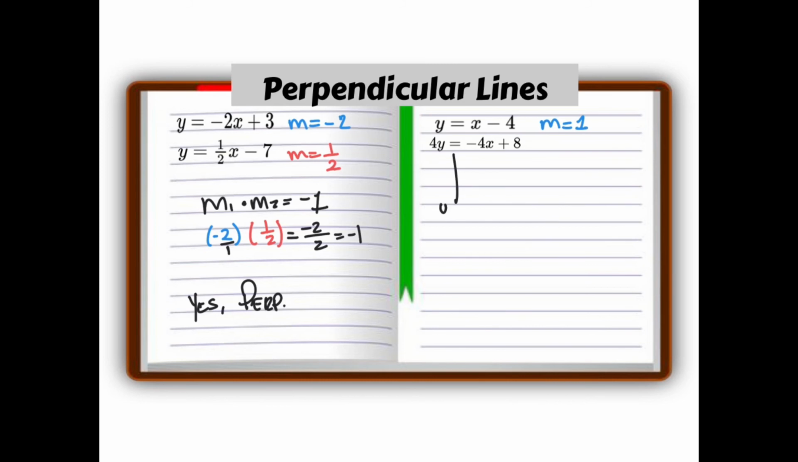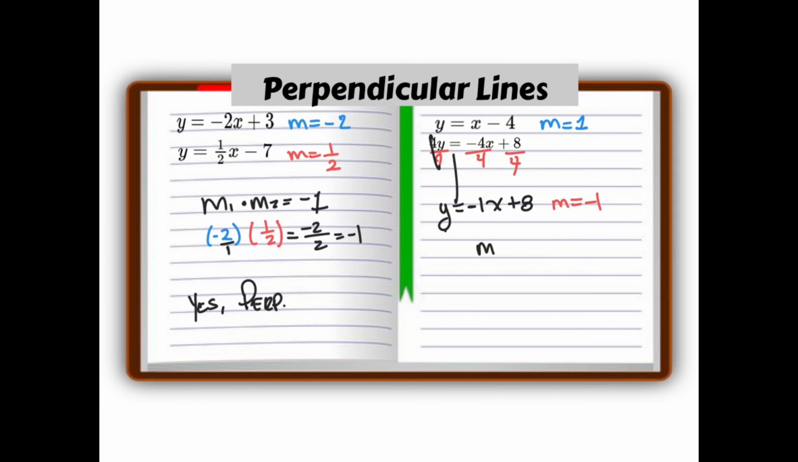I need to change it to where now the y is alone. How would I do that? I would have to get rid of the 4. Get rid of this 4 that is with the y. How? Dividing. Divide by 4, divide by 4, divide by 4. So the 4's are going to cancel. My y is alone. And here, -4 divided by 4, -1x plus 8. So my second slope is -1.